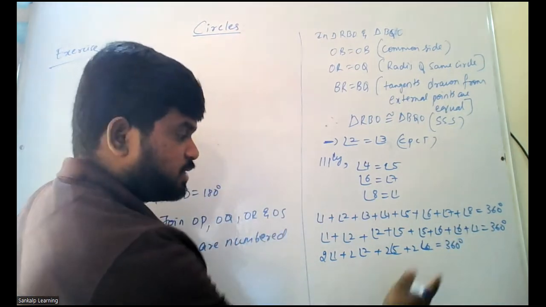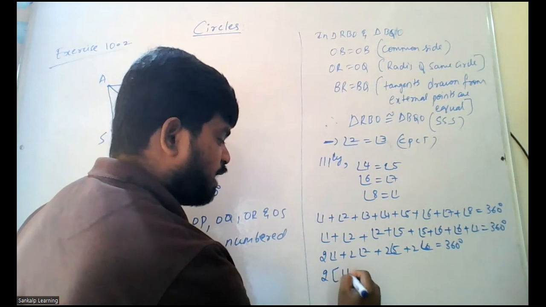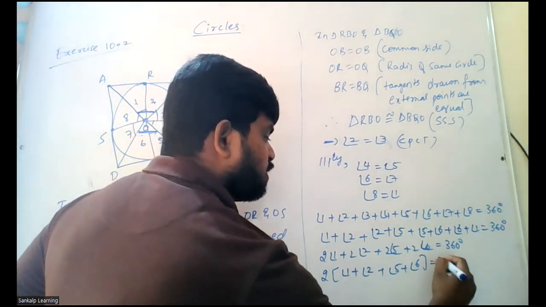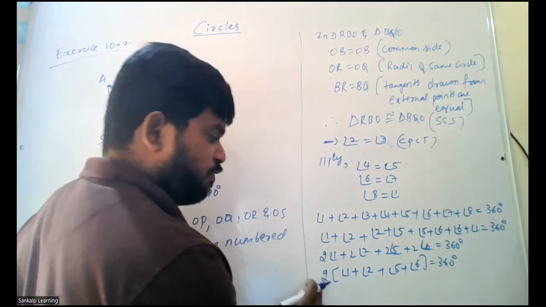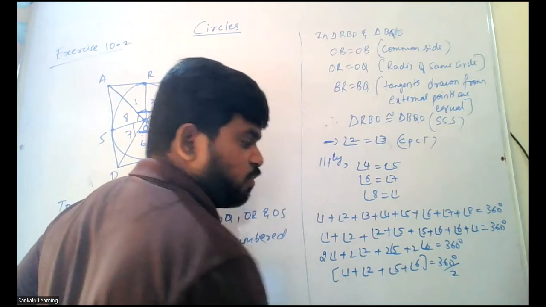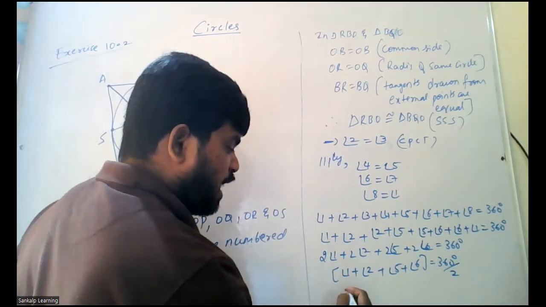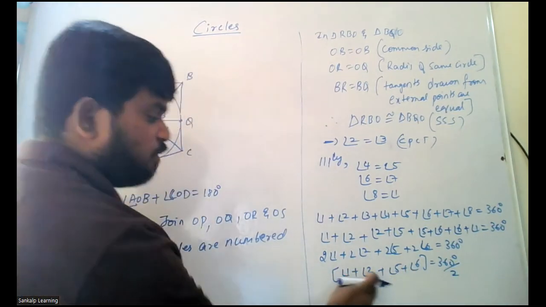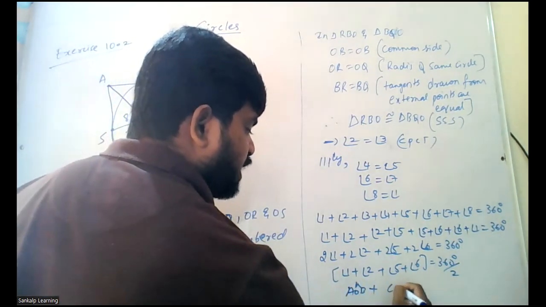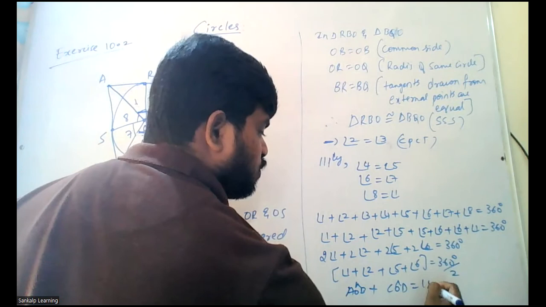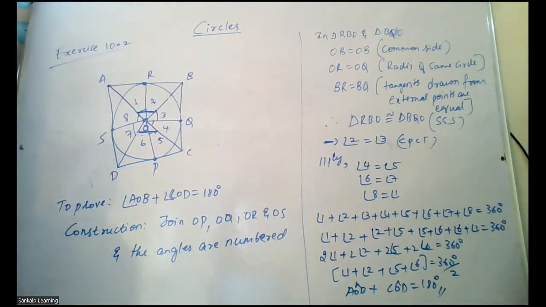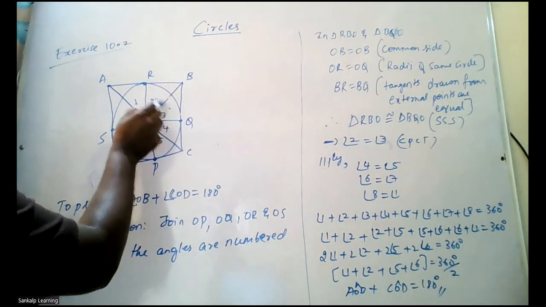Everything got 2 times. Take 2 common. You will be left with angle 1 plus angle 2 plus angle 5 plus angle 6 equal to 360 by 2, which is 180. So next step, angle 1 plus angle 2 is what? AOB. Angle 5 plus angle 6 is what? COD. 360 by 2 is 180 degrees. Okay. Very simple.